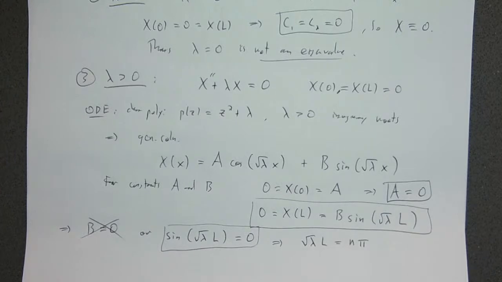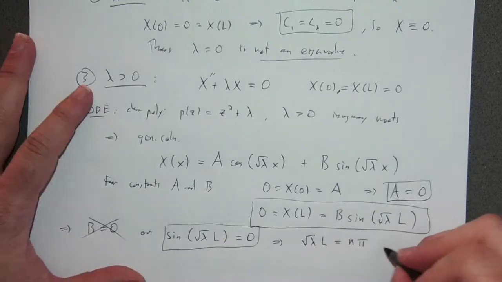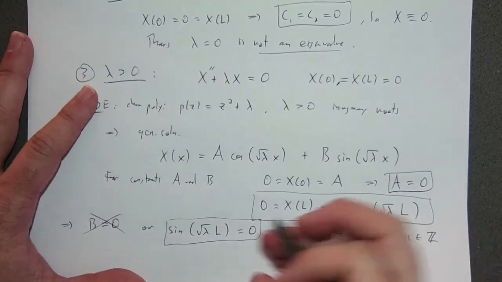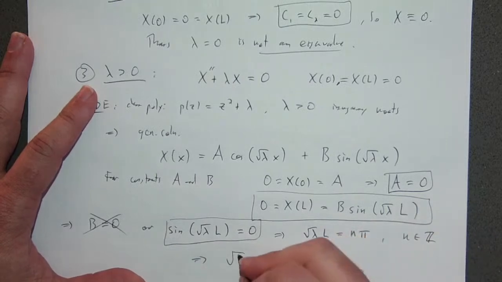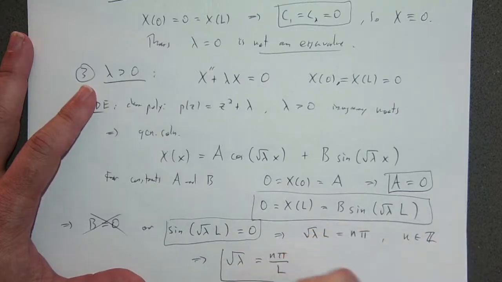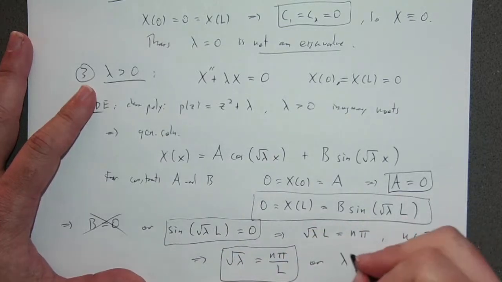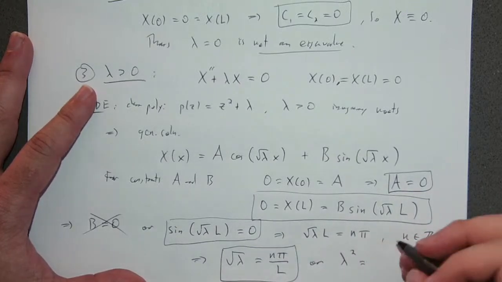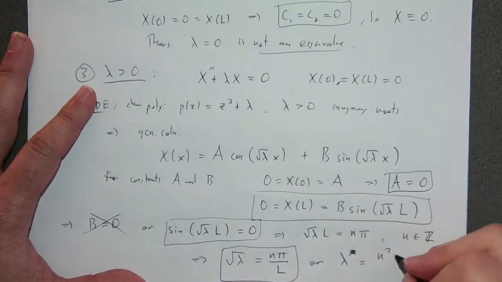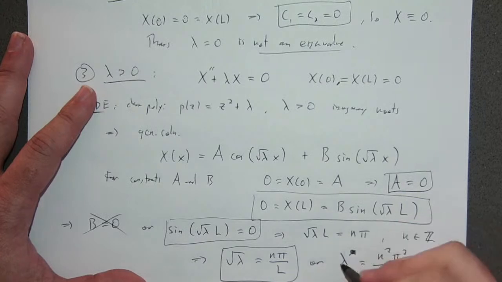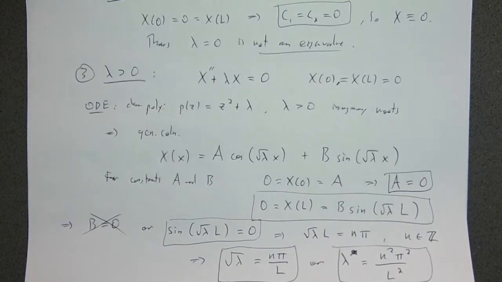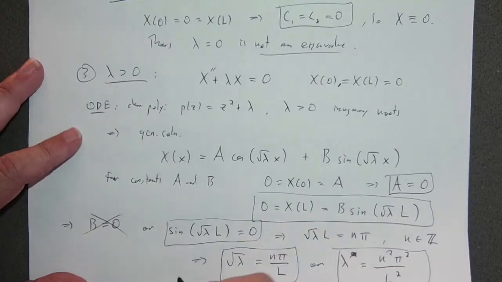Say n pi here, right, with n an integer, i.e., square root of lambda equals n pi over L, or lambda is equal to n squared pi squared over L squared. So however you want to write this, you know you like that. Why? Right? So here are my eigenvalues.